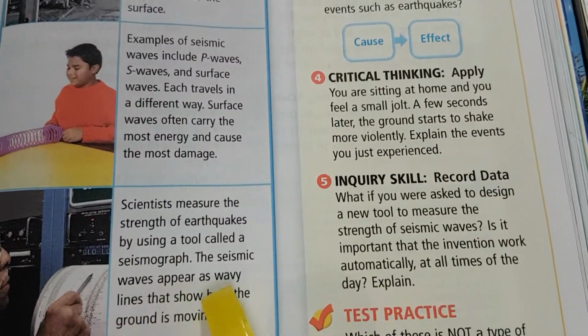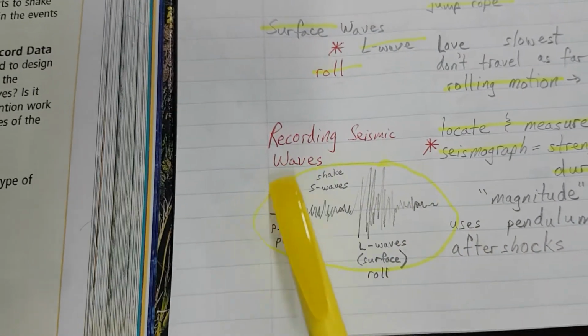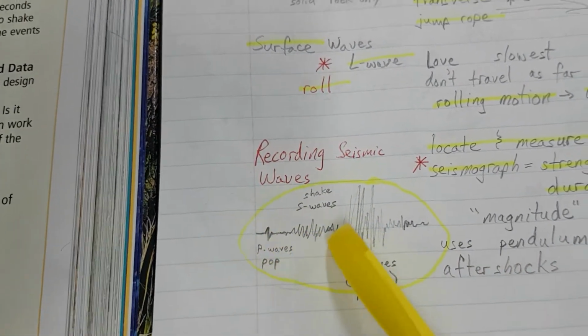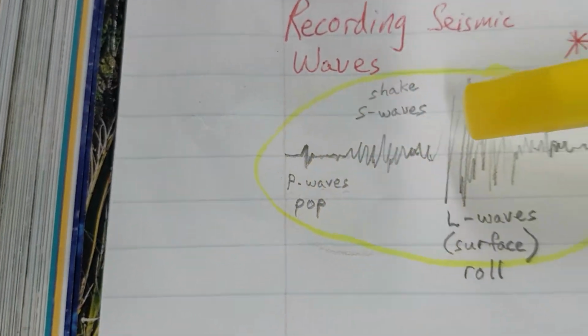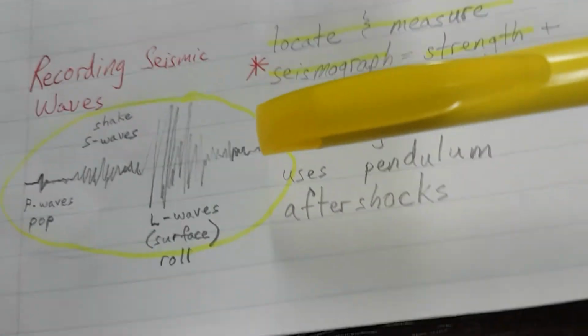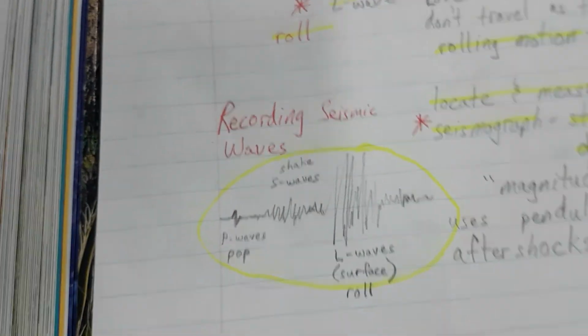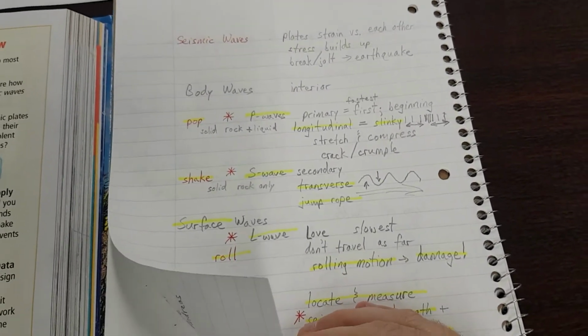The seismic waves appear as wavy lines that show how the ground is moving. I'm going to go ahead and circle our drawing because those are the wavy lines that show the pop, shake, and roll. All right, that's it for phase 2. So now for phase 3.